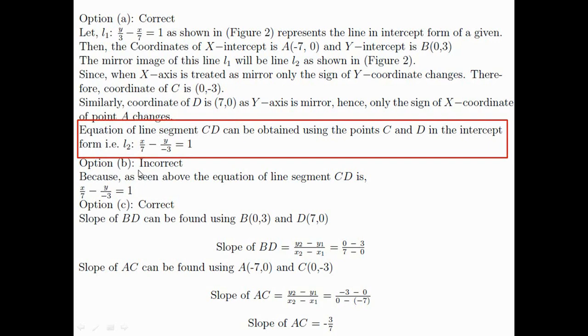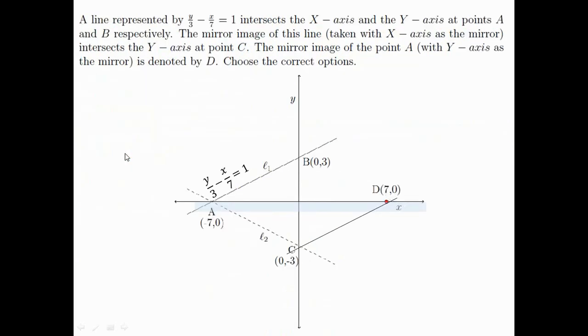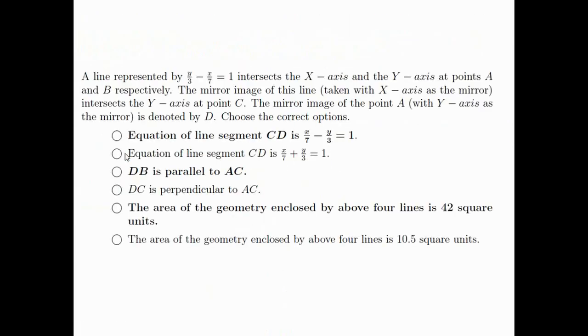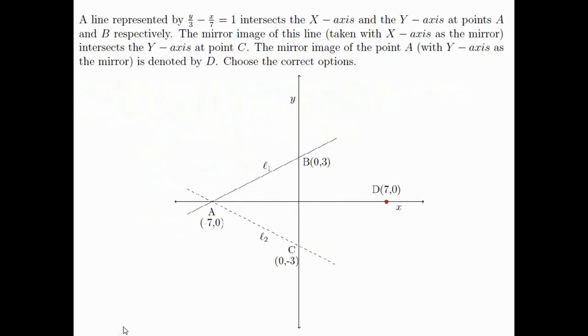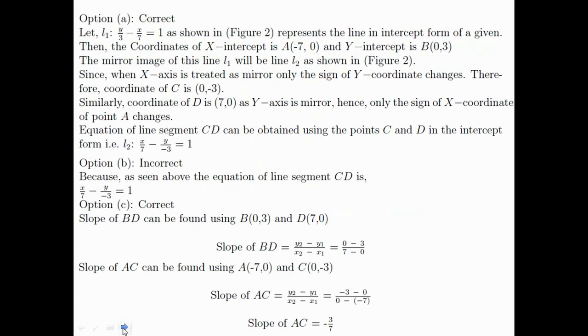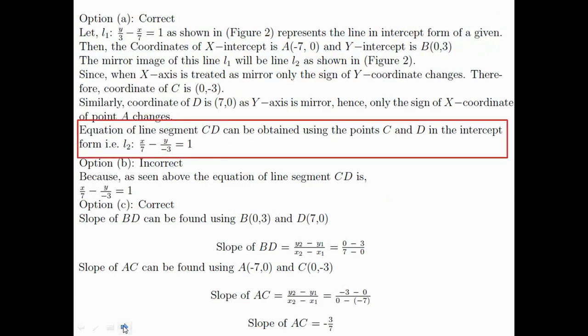Now we have shown the options in the question and the equation of the line segments, whether CD is x by 7 minus y by 3 equals 1, or DB is parallel to AC. Those options are given. So we have shown in the solution how to check those options and select the correct options. So we will just show you the solution here.